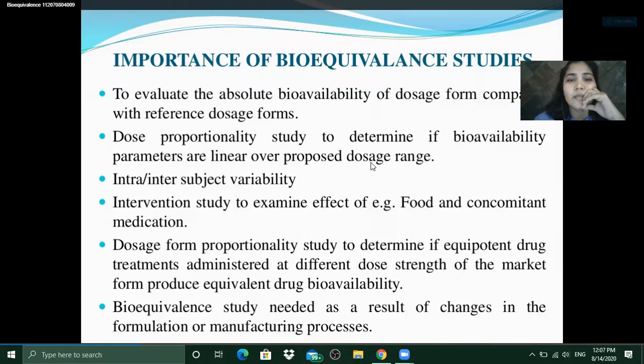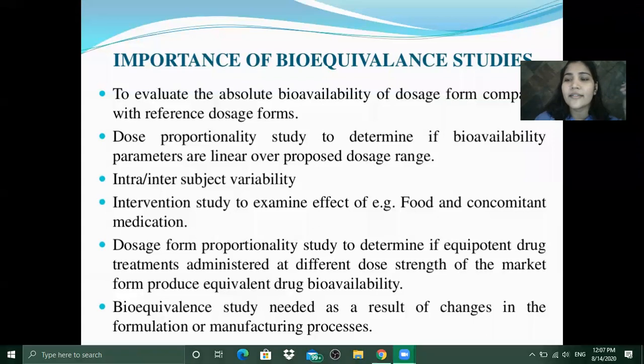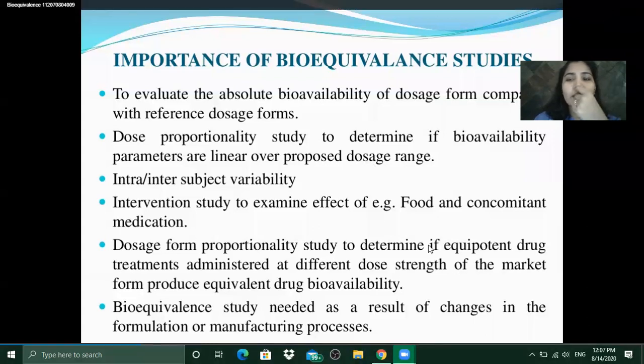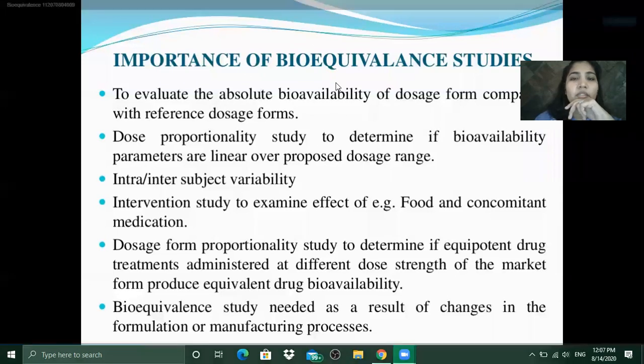Anybody? Nobody has the answer? Tanuja? Okay, somebody has written something. Amount of drug present in the system is the amount of the drug available to the blood or the system.